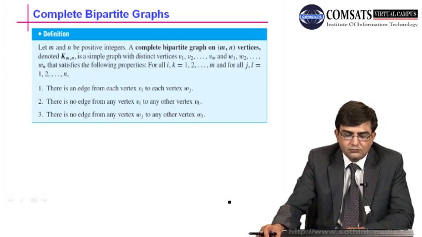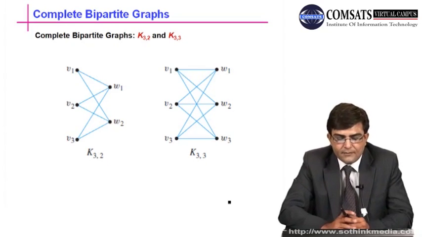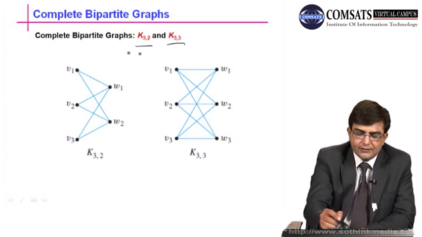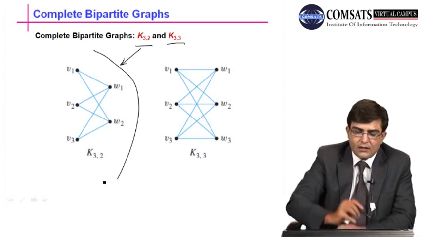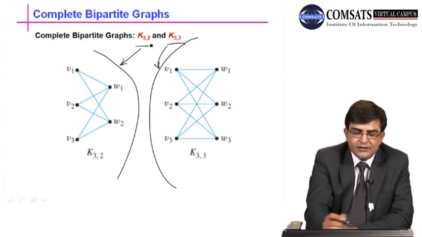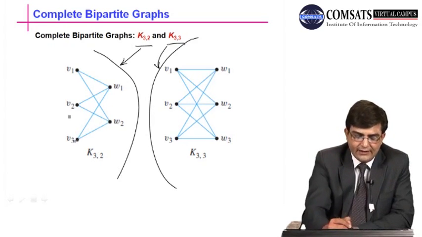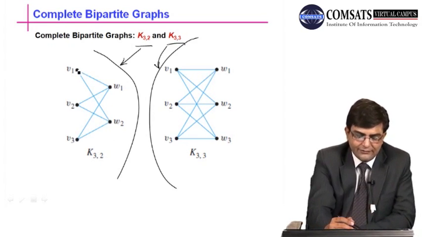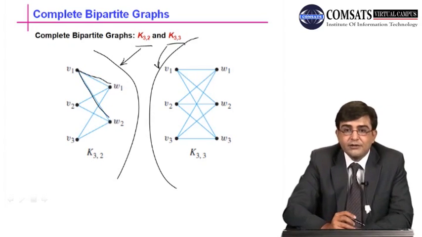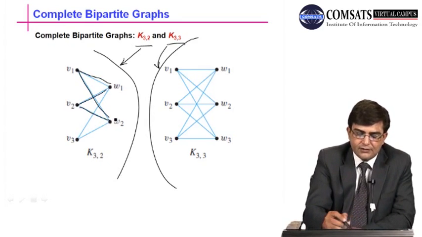So for example, these are complete bipartite graphs K32 and K33. K32 is basically this graph and K33 is basically this graph. This K32 means in the first set you have 3 vertices, in the second set you have 2 vertices. So each vertex here in the first set, you can say the first column, must be connected to each vertex here. v1 must be connected to w1, v1 must be connected to w2, v2 is connected to this, v2 is this, v3 is this.